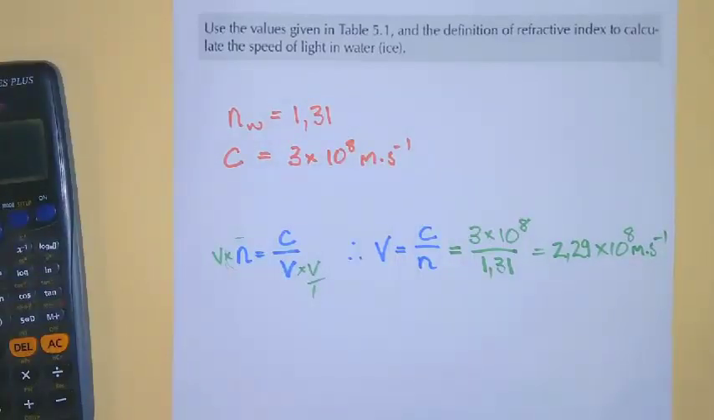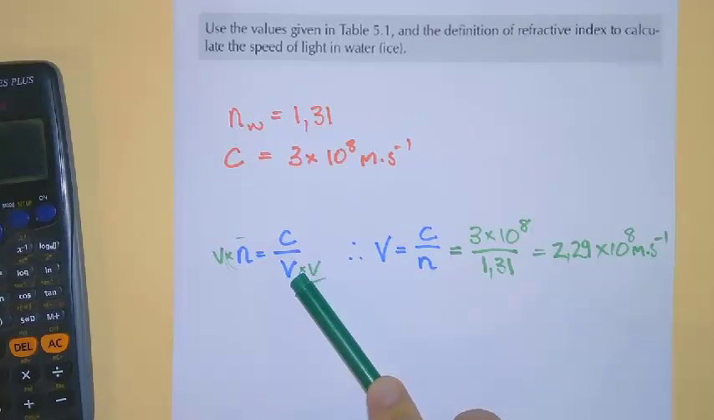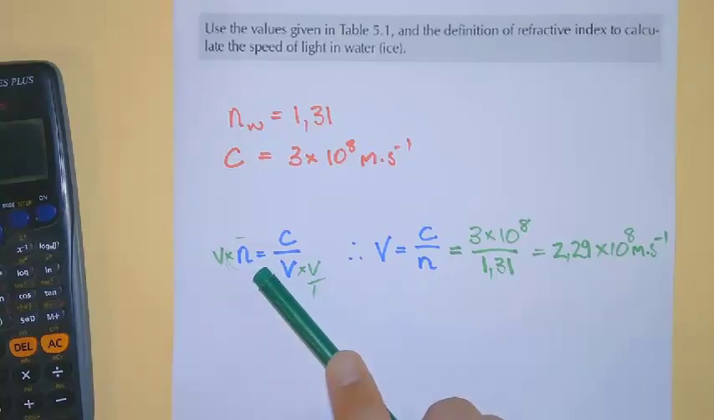The same thing would apply if, for instance, I had to calculate the actual refractive index. Because c is a constant value and you always know the value for c, you would just use the initial formula and say it's the speed of light in a vacuum, that's 3 times 10 to the power of 8, divided by the velocity in that specific material, and that gives you the refractive index. Remember, refractive index does not have a unit.